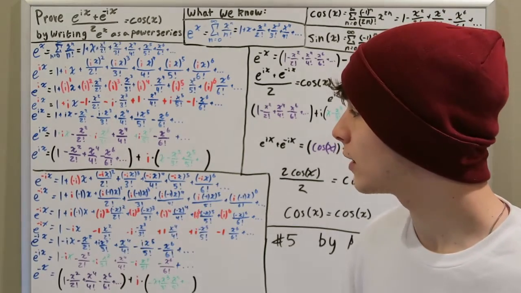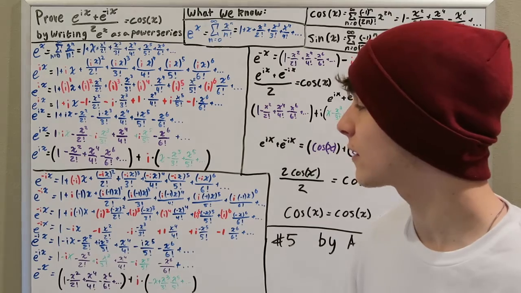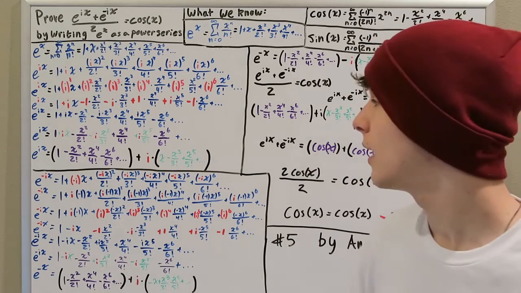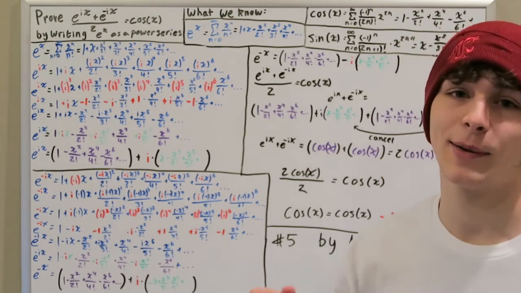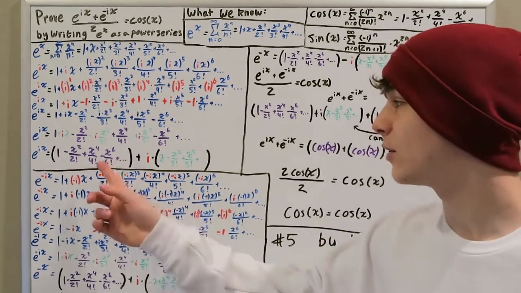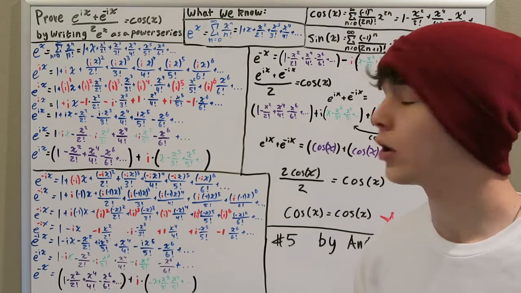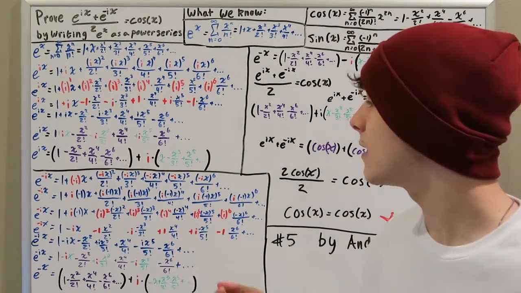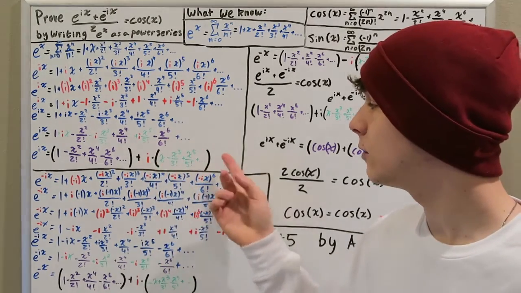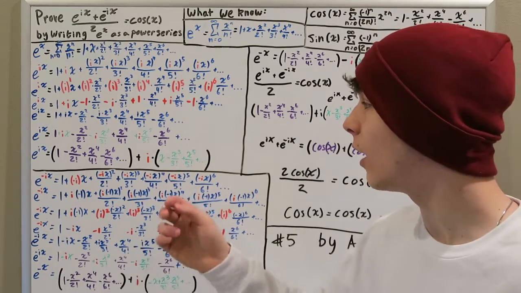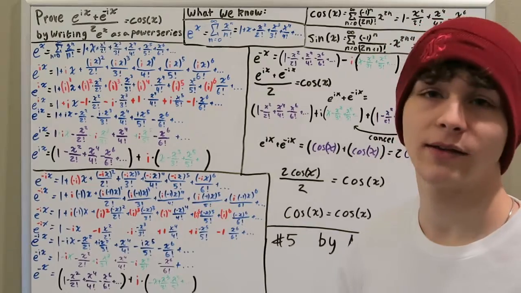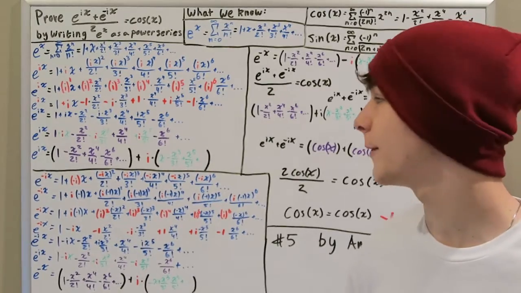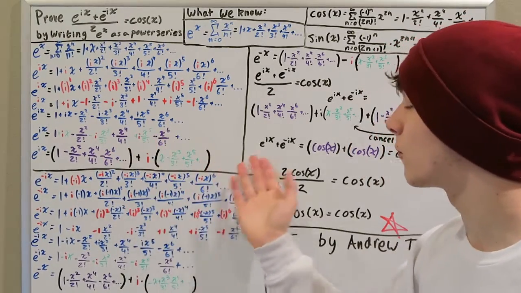So all of our even terms is going to be 1 minus x squared over 2 factorial. That's going to be plus x to the power of 4 over 4 factorial. That's going to be minus x to the power of 6 over 6 factorial. That goes on forever. All of our even terms go on forever. And then we're going to be adding this to what that i factored out of: x minus x to the power of 3 over 3 factorial plus x to the power of 5 over 5 factorial. And this just goes on forever.